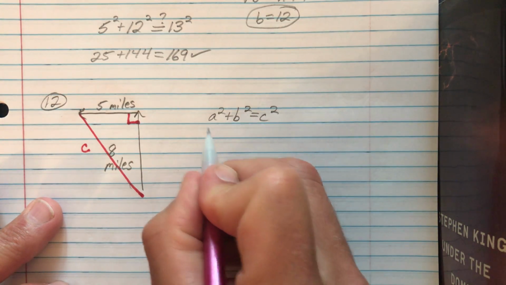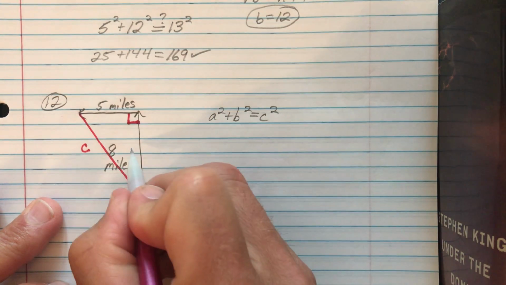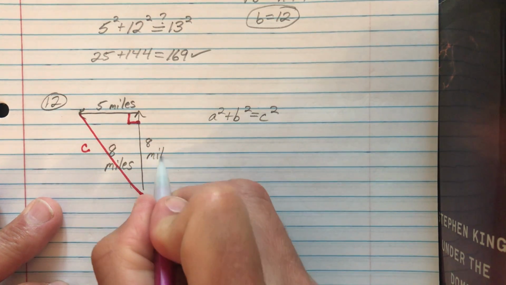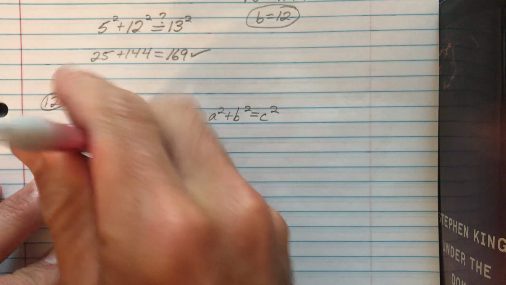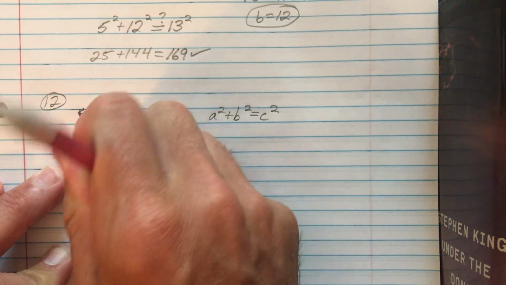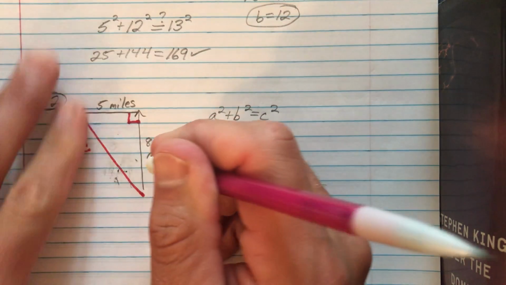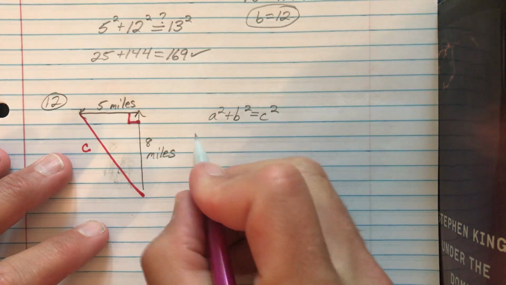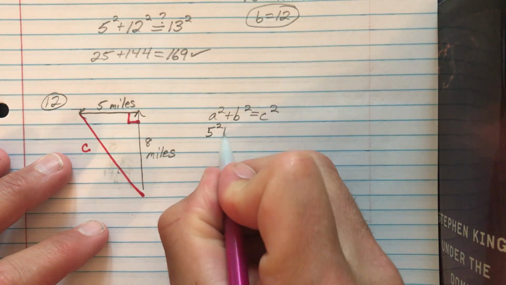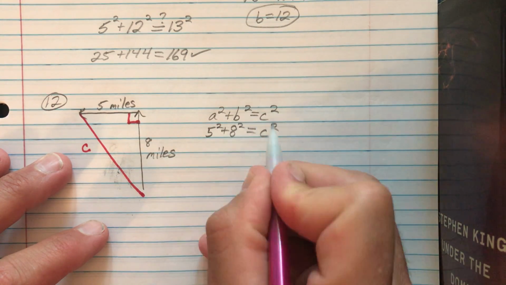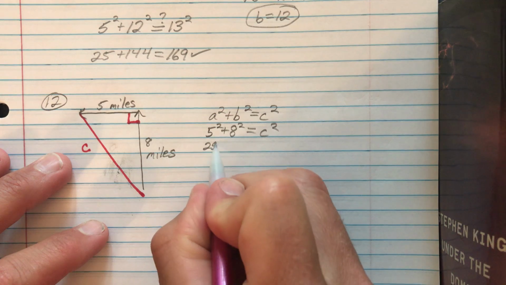So A is, I should put the 8 over here. It looks a little confusing. A is 8 and B is 5, or vice versa. And to find C, the shortest distance to get back to their starting point, you just use the Pythagorean theorem.